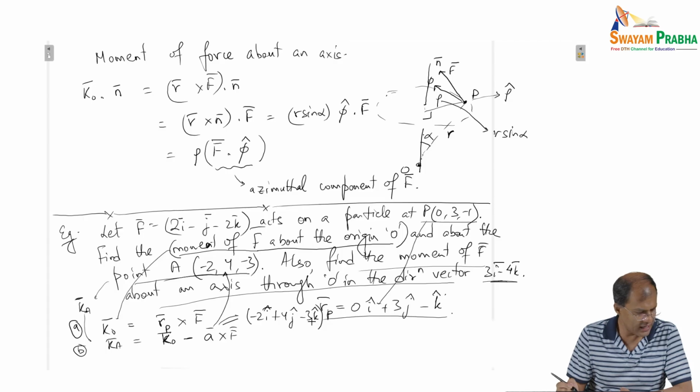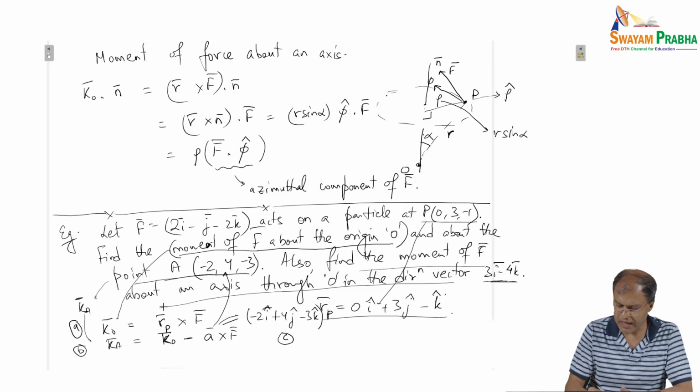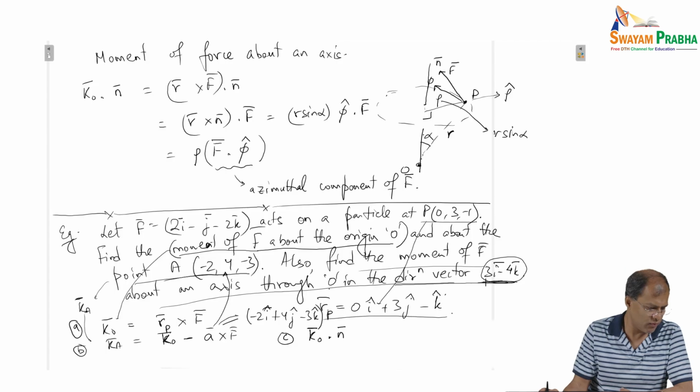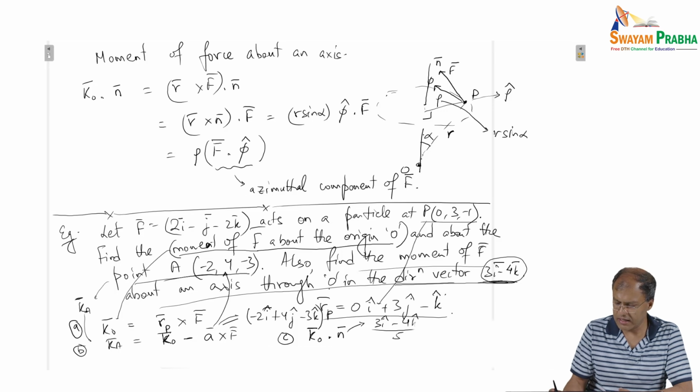Okay, so then the last part of the problem says we need to find the moment about an axis through O in the direction vector this. So we need to find the moment about the origin, Ko dot n. So n is the direction vector which is given to be along the direction 3i minus 4k, and so we can find n to be the unit vector. So this is going to be 3i minus 4k by 5, and then we take the dot product with the first part, and we'll get the answer.